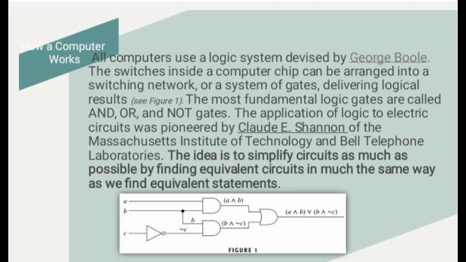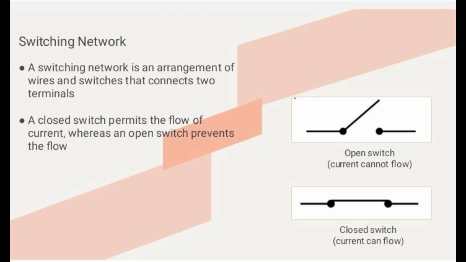The switches inside a computer chip can be arranged into a switching network, or a system of gates delivering logical results. The most fundamental logic gates are called AND, OR, and NOT gates. The application of logic to electric circuits was pioneered by Claude E. Shannon of the Massachusetts Institute of Technology and Bell Telephone Laboratories. The idea is to simplify circuits as much as possible by finding equivalent circuits in much the same way as we find equivalent statements. So, what is a switching network?